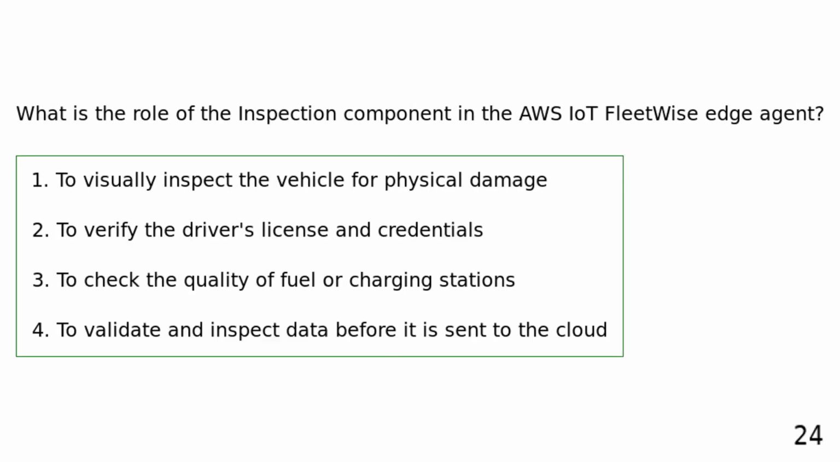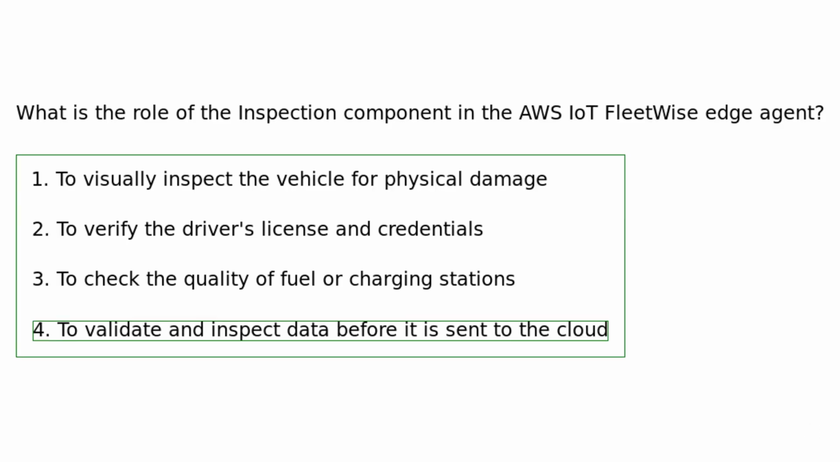What is the role of the inspection component in the AWS IoT FleetWise Edge agent? To visually inspect the vehicle for physical damage. To verify the driver's license and credentials. To check the quality of fuel or charging stations. To validate and inspect data before it is sent to the cloud. The inspection component in the AWS IoT FleetWise Edge agent validates and inspects data before it is sent to the cloud, ensuring data quality and integrity.